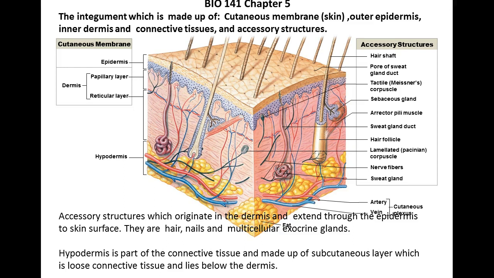The integument is made up of the cutaneous membrane, which in layman's terms we call skin. That cutaneous membrane has an outer and inner layer. The outer layer is the epidermis, made up of stratified squamous epithelial cells. In your head, think of everything you know about epithelial cells, or try to remember. And if you don't, I will probably be refreshing your memory in the course of this lecture.